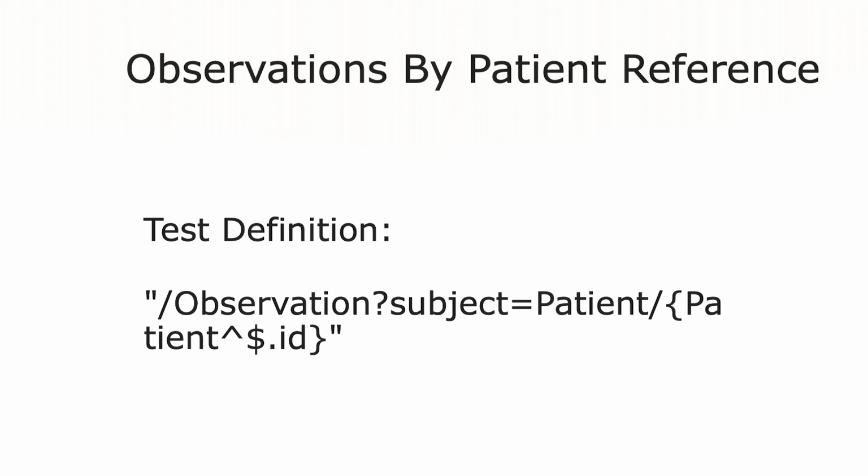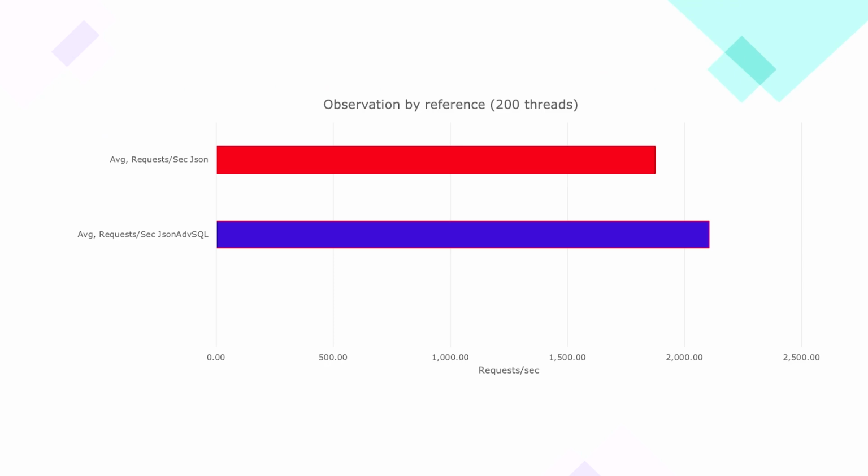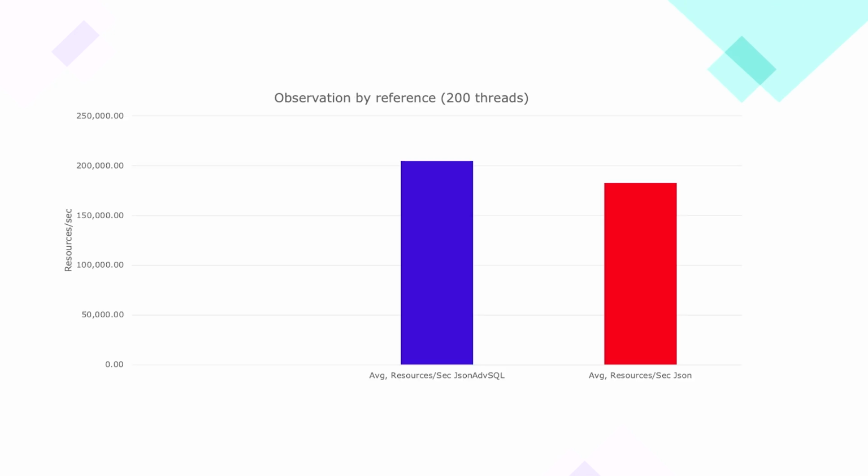How about observations? Each patient frequently has many, many observations. Let's try the same thing with a random patient ID again. Here you're seeing the average request rate is smaller, around 2,000 requests per second. But how about the number of observations? Here you're seeing about 200,000 observations per second being returned, again with a load of 200 user threads.